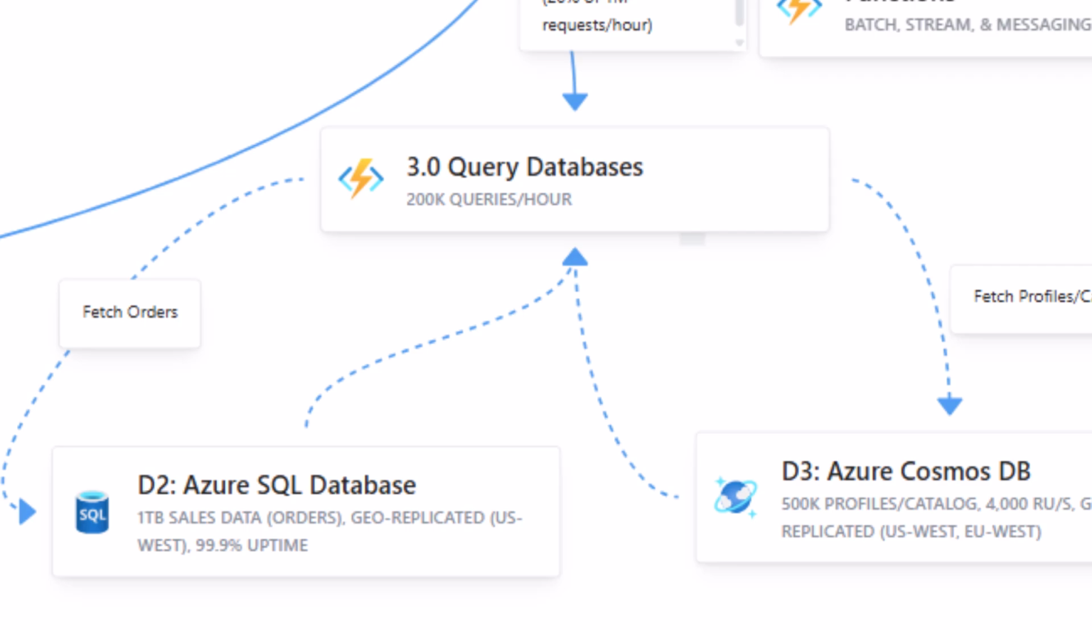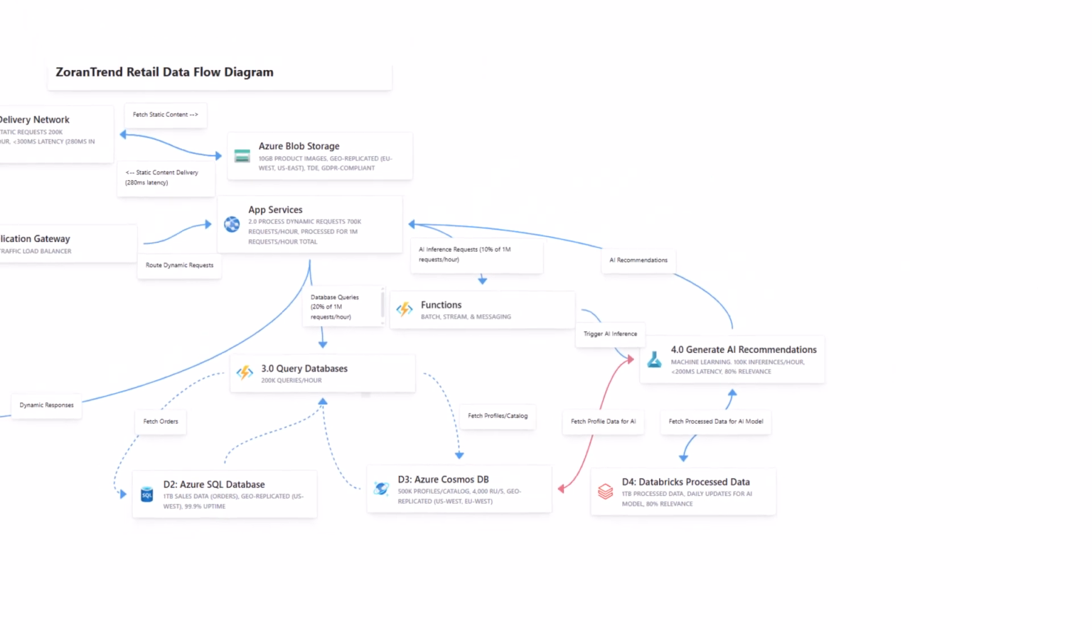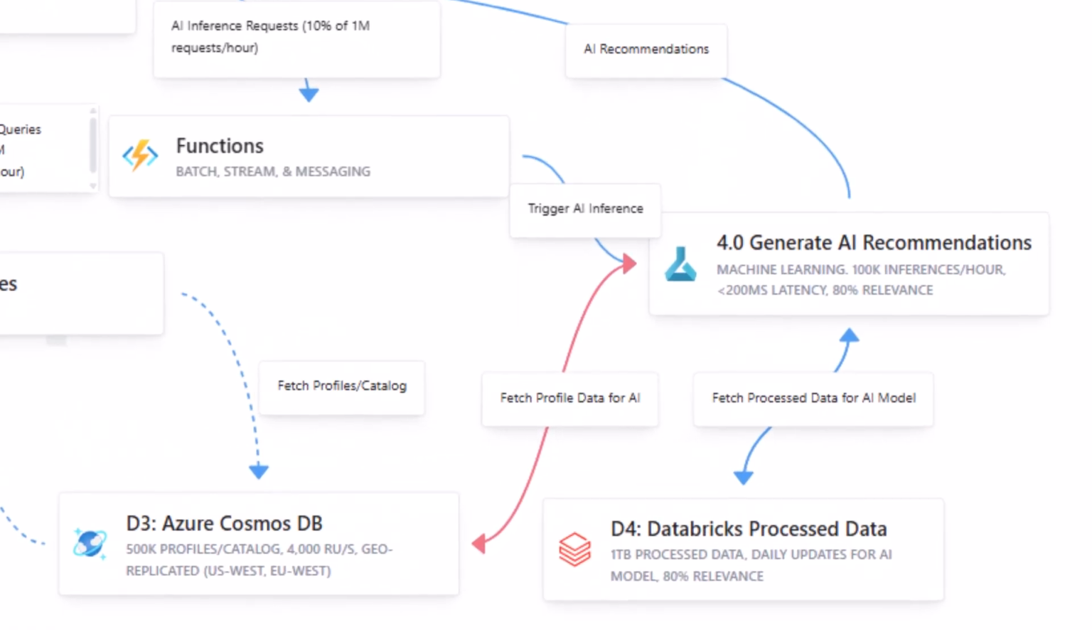Step 5. AI recommendation with Azure Functions, AML, and Databricks. Next, let's explore the AI-driven recommendations, which make up 10% of the total requests, or 100,000 inferences per hour. This flow starts from App Services and is labeled AI Inference Request, 10% of 1 million requests per hour.